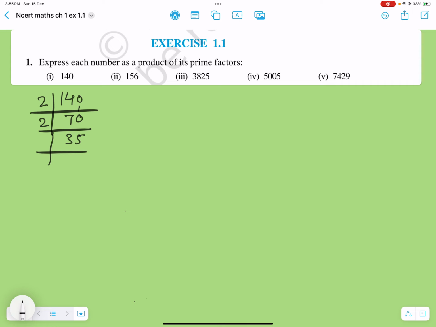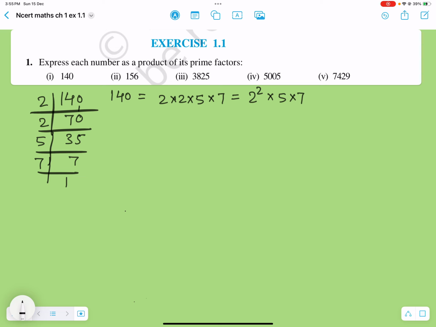So the next number would be 3. It's again not going to be divided by 3. So we'll try 5. 5 7s are 35 and then 7 1s are 7. So the prime factors of 140 would be 2 multiply 2 multiply 5 multiply 7, or we can write it down as 2 raised to power 2 multiply 5 multiply 7.